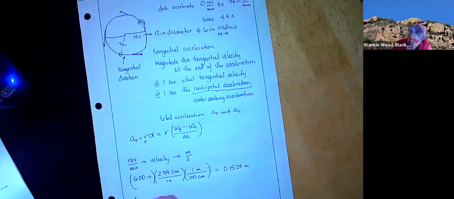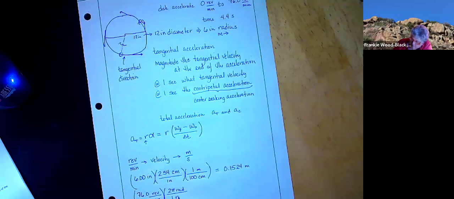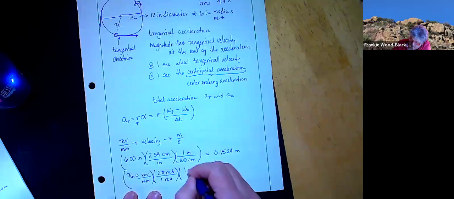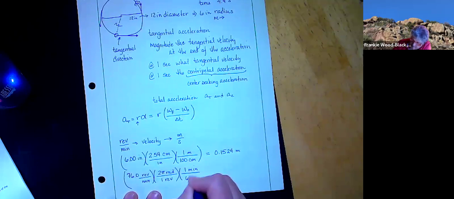Now, for revolutions per minute, I have 76.0 revolutions per minute, and I've got to convert that. Remember, there are 2 pi radians per 1 revolution. So that's my conversion factor to worry about here: 2 pi radians per 1 revolution. And then I've got to get rid of my minutes, and 1 minute is equal to 60 seconds. So I'm going to be able to convert that.